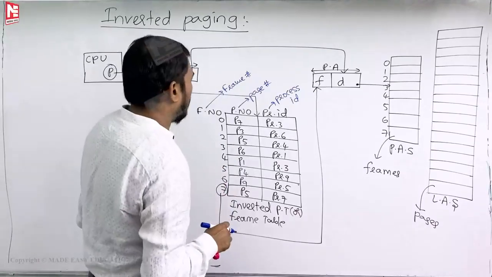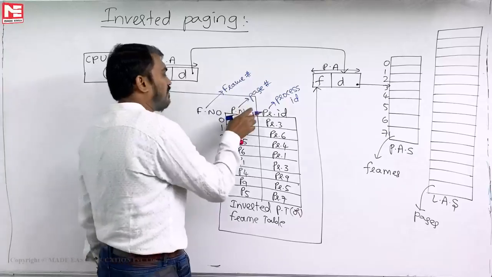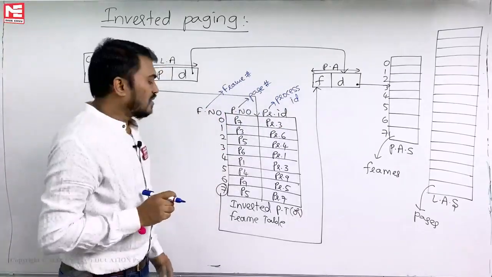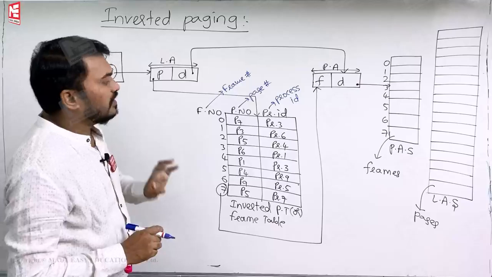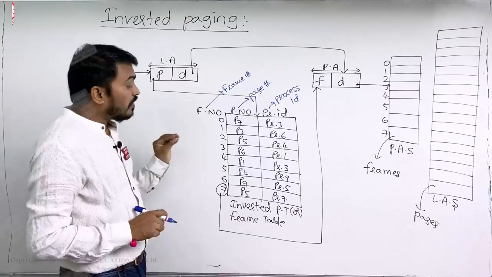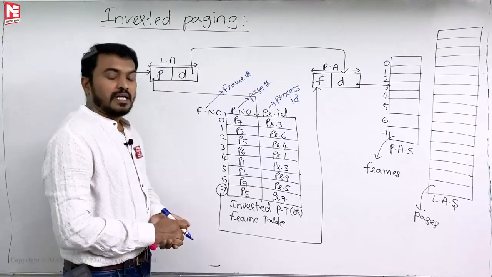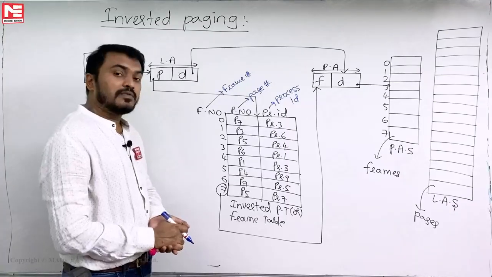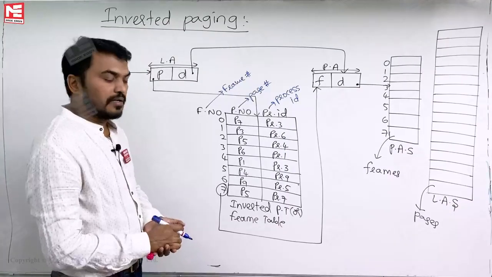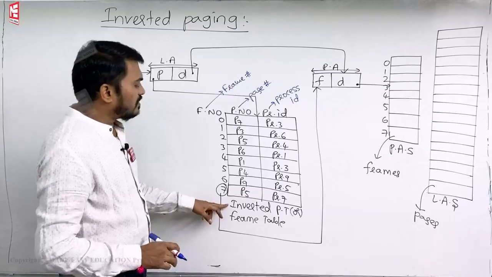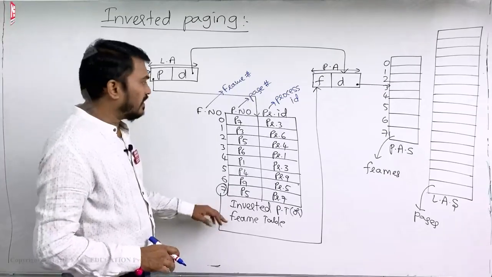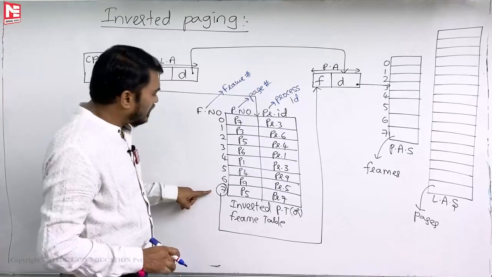Now understand carefully. So this is a page number and process ID and corresponding frame number. If you observe this inverted page table here, you will understand one important point. I made the diagram so that you can guess what the important point is. The inverted page table is also sometimes called a frame table. In the inverted page table, how many entries are there?